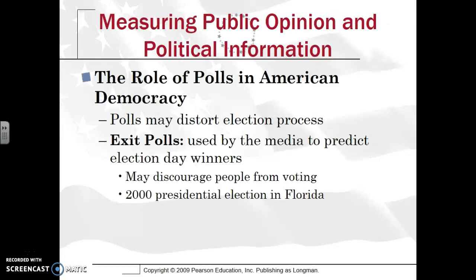Now, when we look at elections, there are something called exit polls. These are used by the media to project election day winners. The problem with this is that they can discourage people from voting. In California, they used to release exit polls and predict who would win prior to the voting being over. People in California would already see that somebody won in New Jersey, somebody won in Ohio, but the polls are still open in California because they're on Pacific time, and that might discourage them from voting.